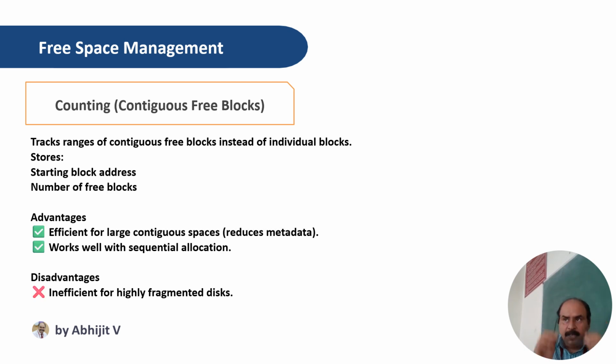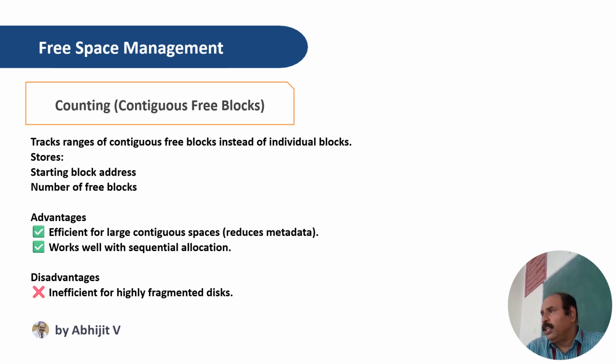Counting or contiguous free blocks. What we are doing here is searching for the set of free blocks available. Instead of one by one, which is done in bitmap, here we are selecting the set of continuous individual free blocks: starting block address and end. Efficient for large contiguous blocks. Works well with sequential allocation.